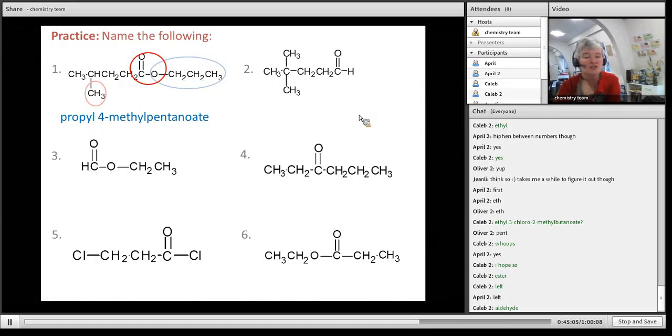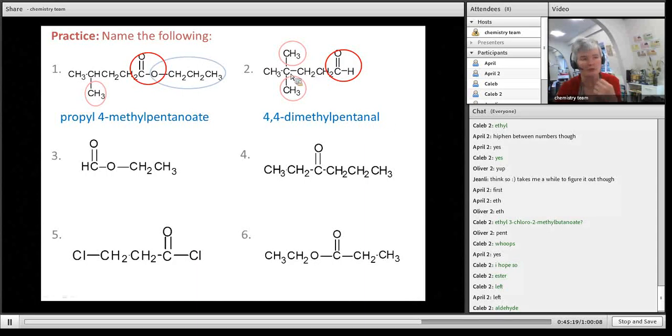What is this functional group for number 2? Aldehyde. So it's going to end in L. And it's always on carbon 1 for an aldehyde, so we don't have to say where that one is. I've got 2 side chains, so it's 4,4 hyphen dimethyl pentanal, because it's 1, 2, 3, 4, 5 in a row.